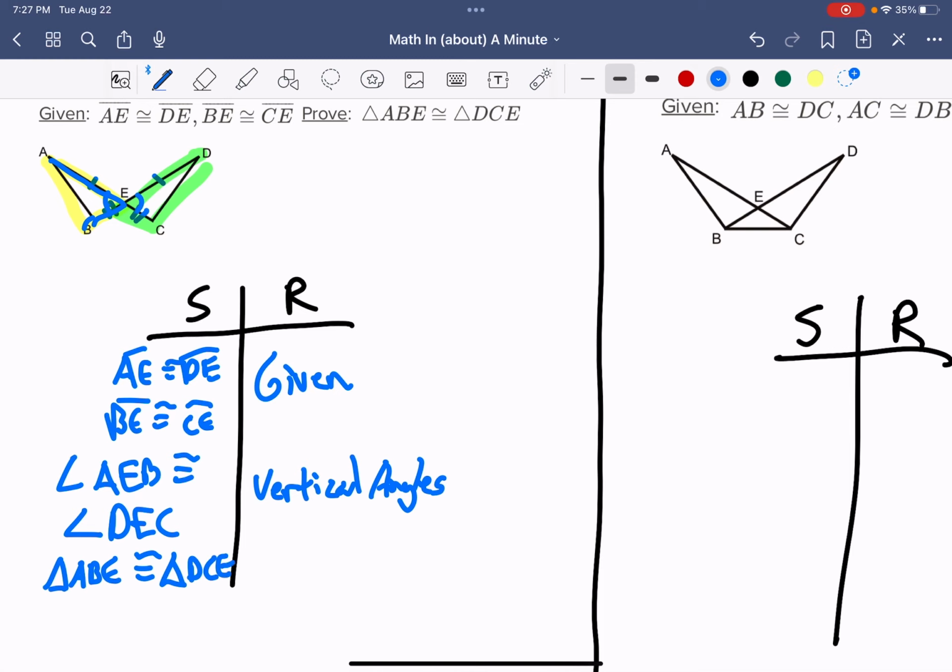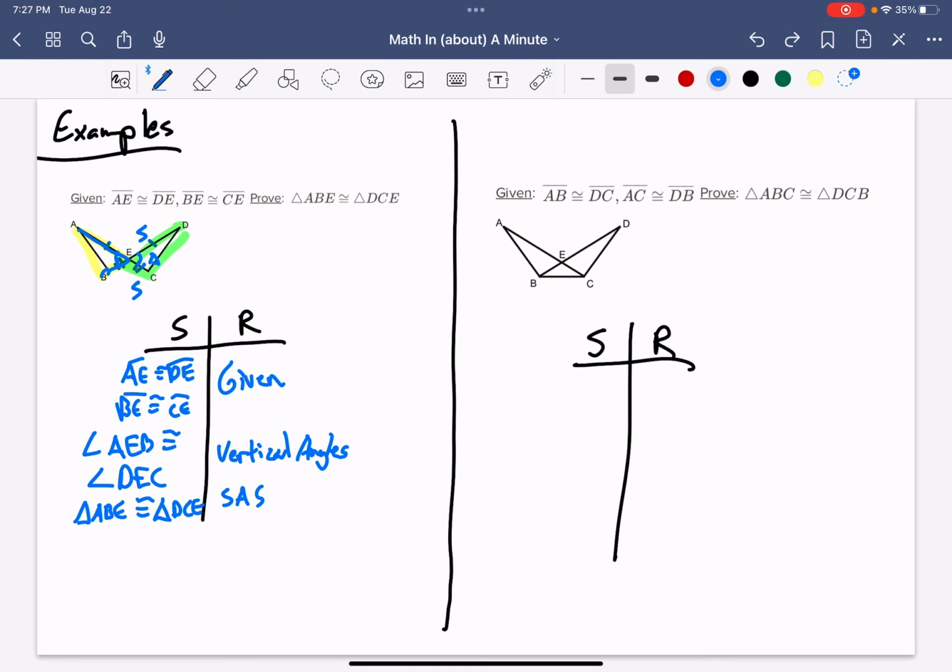But how did I do that? I did it by going side, angle, side. So that's my justification, my reason right there, side, angle, side. Now, unfortunately, there's nothing we can really box and walk away. We just have to list it out like that. All right, now that's one. Let's take a look at another one.